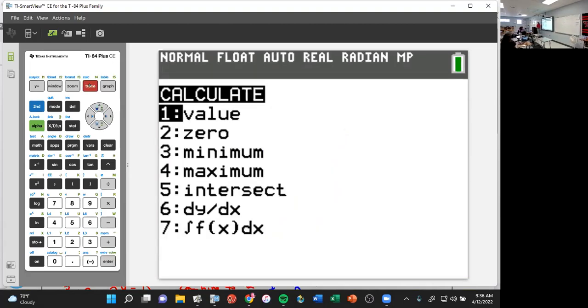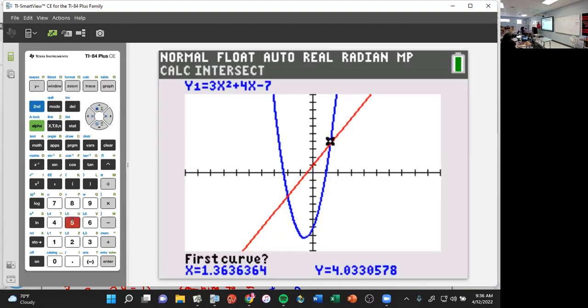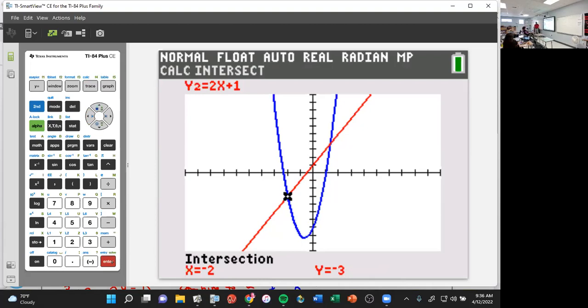To get the other solution, I would go through the same process. Second calc, intersection, curve number 1, enter, curve number 2, enter. But now I need to move to the left. Is that close enough? As long as I'm closer to this intersection than that intersection, this is the one that's going to give me. Press enter. That solution is at -2, -3. Graphing good? Okay.